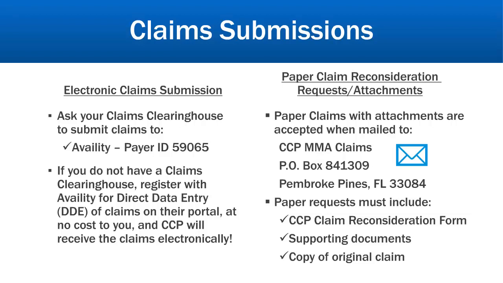Claim submissions. For electronic claim submissions, ask your claims clearinghouse to submit claims to Availity, payer code 59065. If you do not have a claims clearinghouse, register with Availity for direct data entry of claims on their portal at no cost to you, and CCP will receive the claims electronically. Paper claims with attachments are accepted when mailed to the address on screen. Paper requests must include the CCP Claim Reconsideration Form, supporting documents, and copy of the original claim.